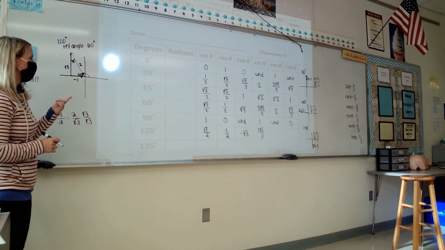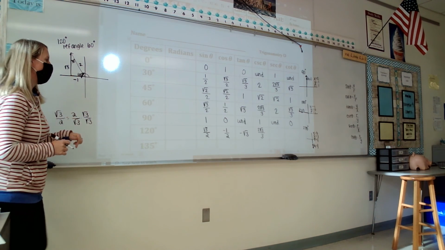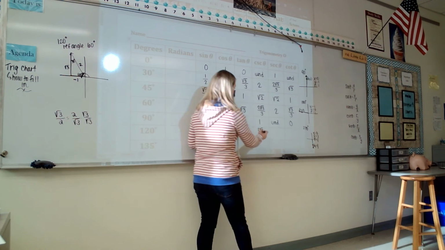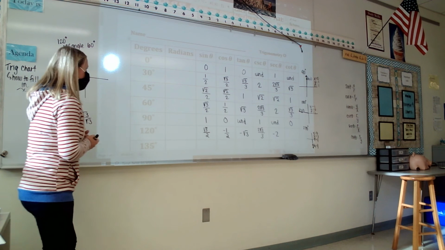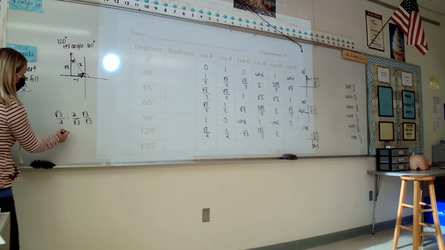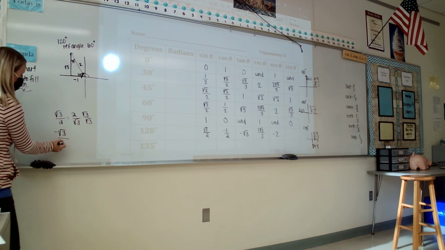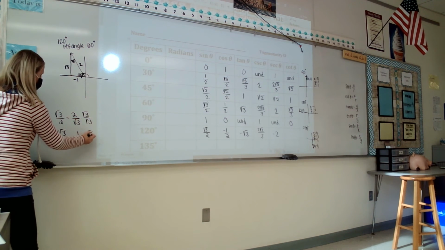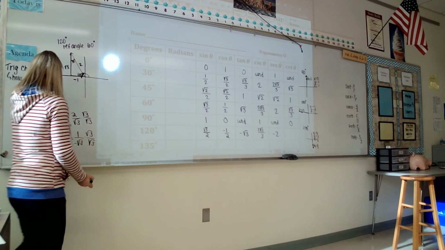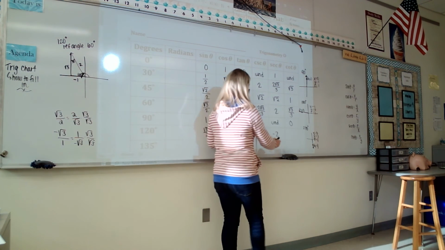For cosine, that's easy to flip. Negative 1/2 would just flip to negative 2 over 1, which is just negative 2. And last but not least, for tangent, I have negative square root of 3. If you think about that over 1, you would flip that and rationalize. And that would give me negative root 3 over 3.